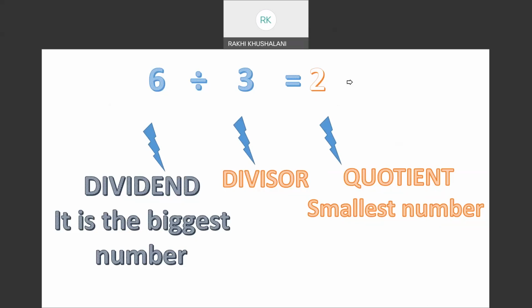And the answer is the quotient, that will be the smallest. When I broke 6 into 3 equal groups, I got 2 in each group. It's the way you look at it, read it. So 6 is the dividend, 3 is the divisor, 2 is the quotient.